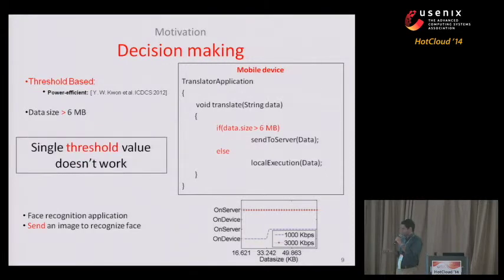So here, for these two simple environments, we cannot come up with a single threshold value. For one, it is 15 or 16 kilobyte. For another, it is 33 or 34 kilobyte. So a single threshold value doesn't work in this dynamically changing environment.